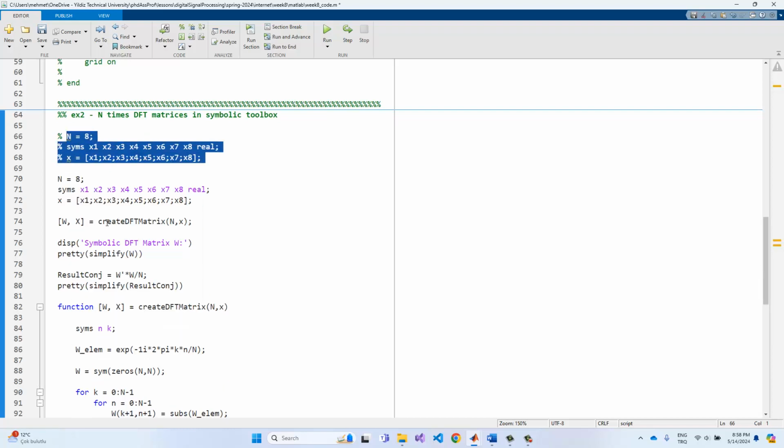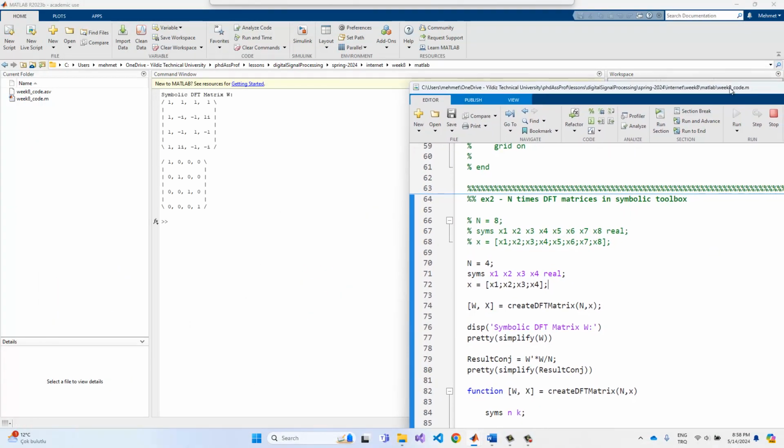begin with the simple examples. 4 can be given in here. Okay, and so if I run this code, then the symbolic DFT matrix W is equal to 1 1 1 1, 1 minus i minus 1 and i, 1 minus 1 1 minus 1, 1 i minus 1 minus i. And so the resultant conjugate matrix is equal to the transpose times W, which means that this transpose is equal to the inverse values of these terms, and which means that we have the unity or the identity matrix in here for the 4.